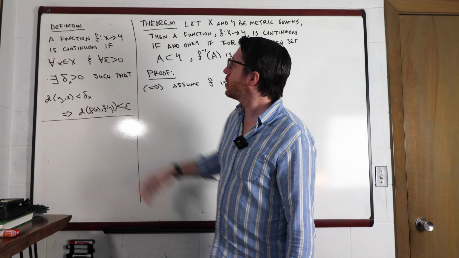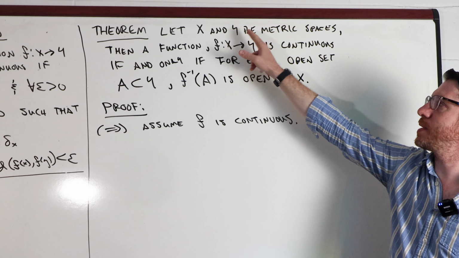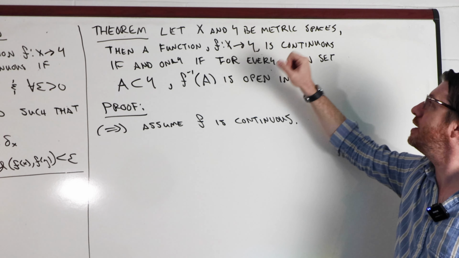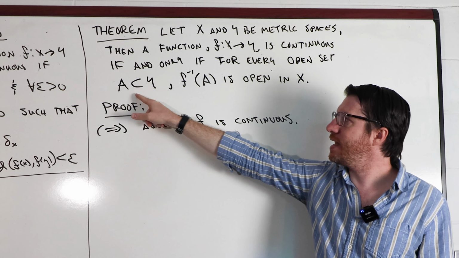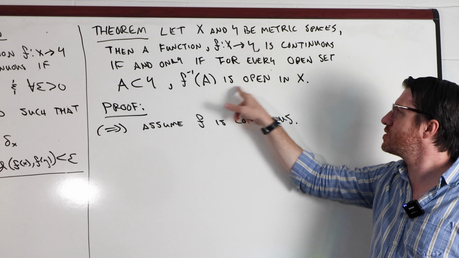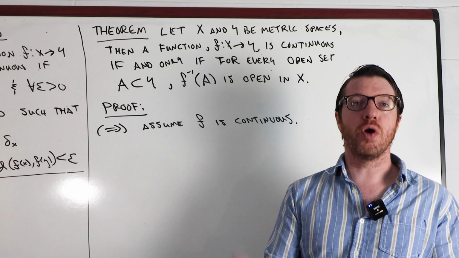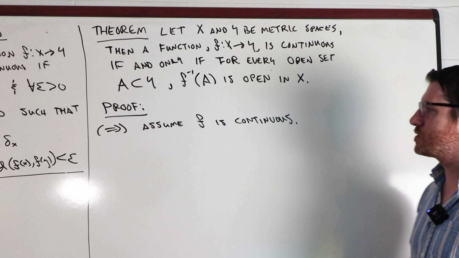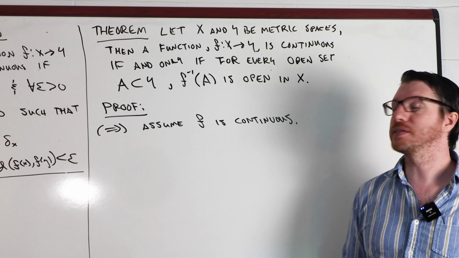So this is what we're going to start with, and what we're trying to prove then is that if we have these two metric spaces, x and y, and a function f mapping between x and y, we say that f is continuous if and only if for every open set A inside of y, the inverse image of A is open in x. So the pre-images of open sets are open. And that's what we're going to try to prove. We're going to start by assuming that f is continuous, so we're going to show that pre-images are open. This is actually really easy to do.